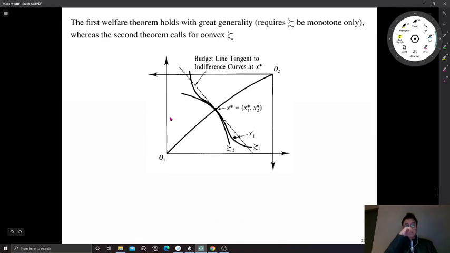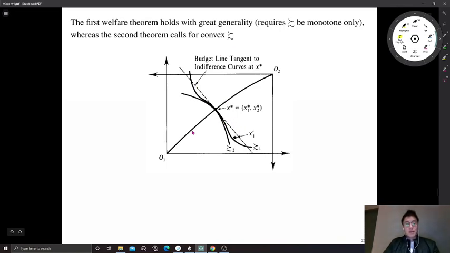And the last thing in this video is convex preferences. That condition is quite important for the second theorem. We don't need this condition for the first welfare theorem, that an equilibrium leads to an efficient allocation. For this result, we don't need convex preferences, but for its converse, we need convex preferences. To see why, here is one example.